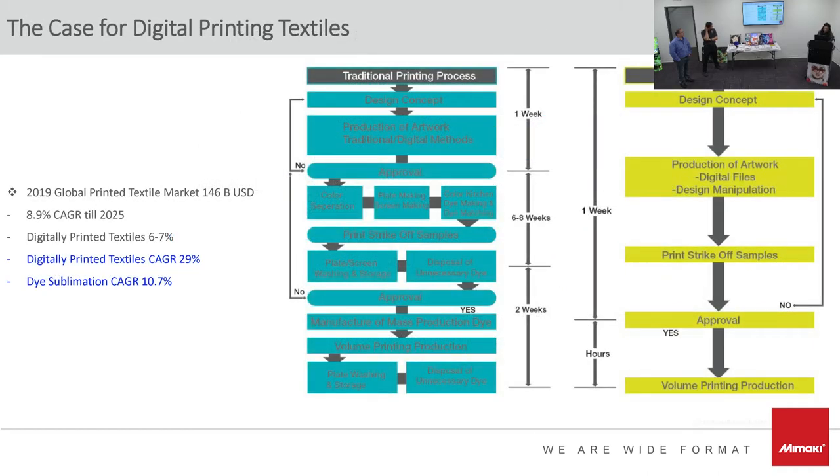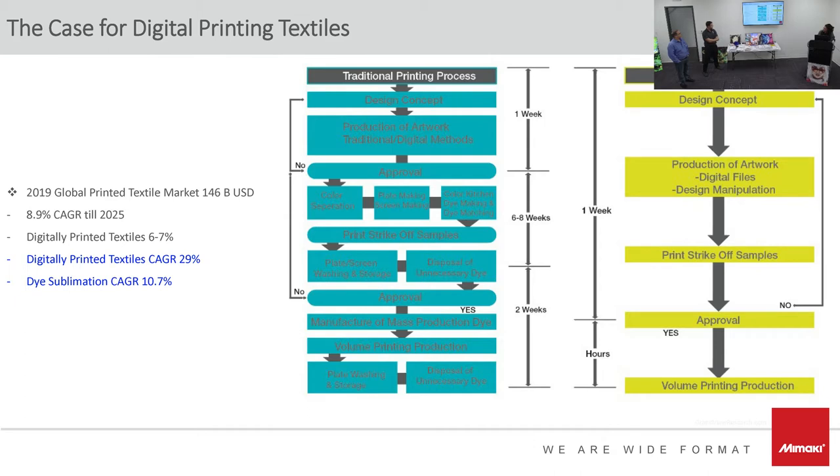In 2019, we have seen the global print textile market hit $146 billion, which was anticipated to have an annual 8.9% annual growth for 2025. And of that, digital printing textiles is 6-7%. And a digitally printed textile has a compound annual growth of 29%, and of that, dye sublimation has a compound annual growth of 10.7%.